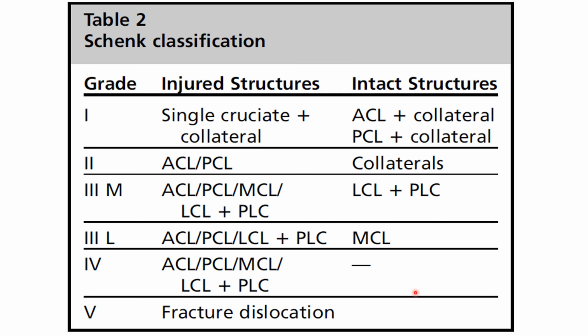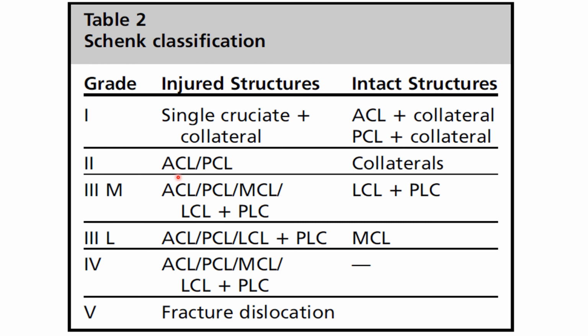Another classification system is the Schenck classification, and it is based on associated injuries along with the knee dislocation. There are 5 grades, and grade 3 is divided into 2 types, M for medial and L for lateral. In grade 1, only one cruciate ligament is injured, that is either the anterior cruciate ligament or the posterior cruciate ligament, with collateral ligament injury.